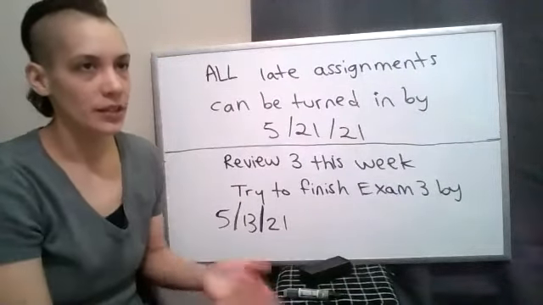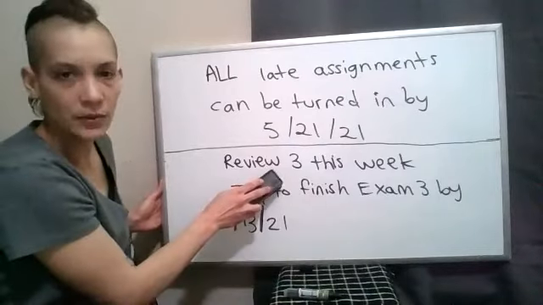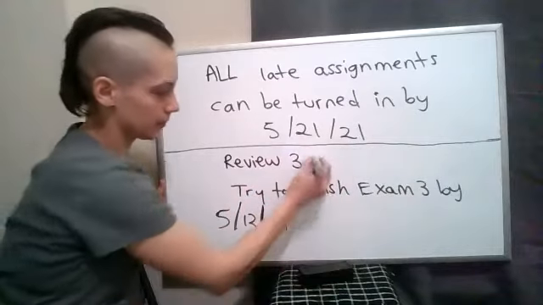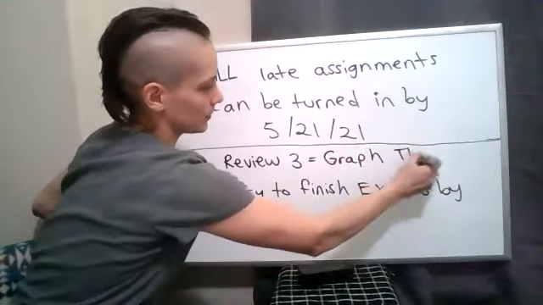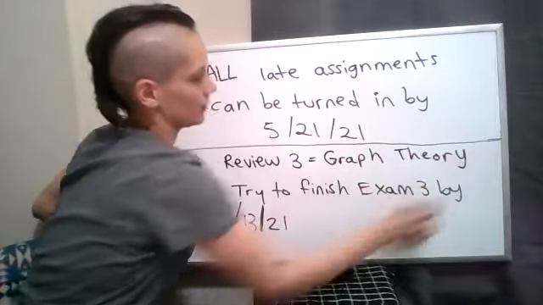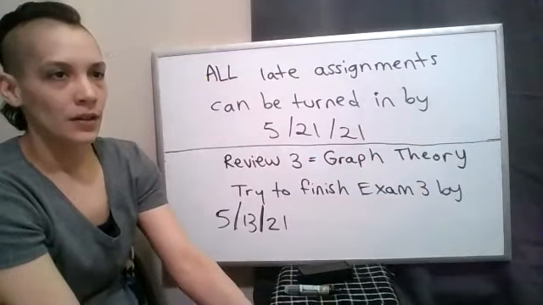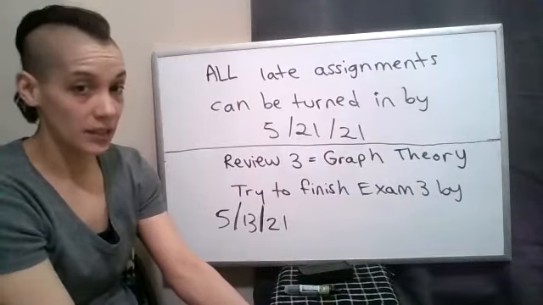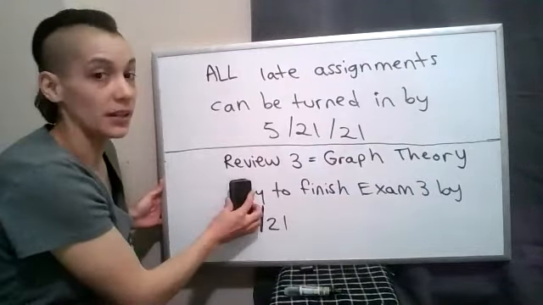Cool. So your test is only on graph theory. So that's what we're doing today, review for graph theory. So graphs are vertices that are connected by edges. The vertices are the dots and the edges are the lines.